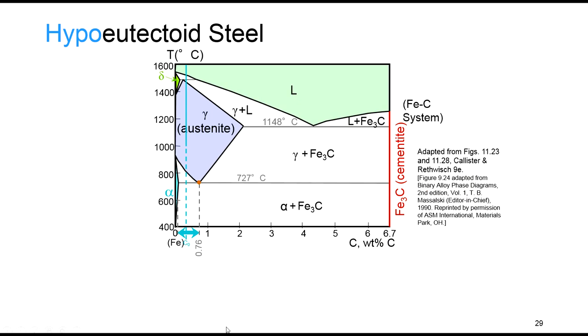1148. And now we move to the left side of the eutectoid point, which we know as hypoeutectoid steel. If you look at this region here, we only have gamma phase, or austenite.